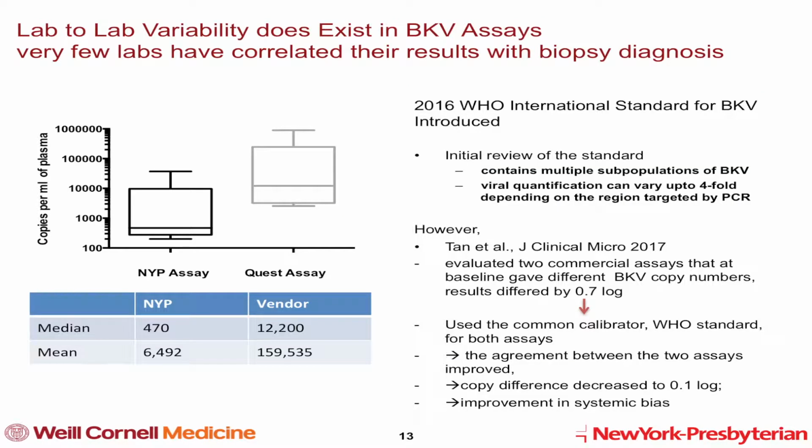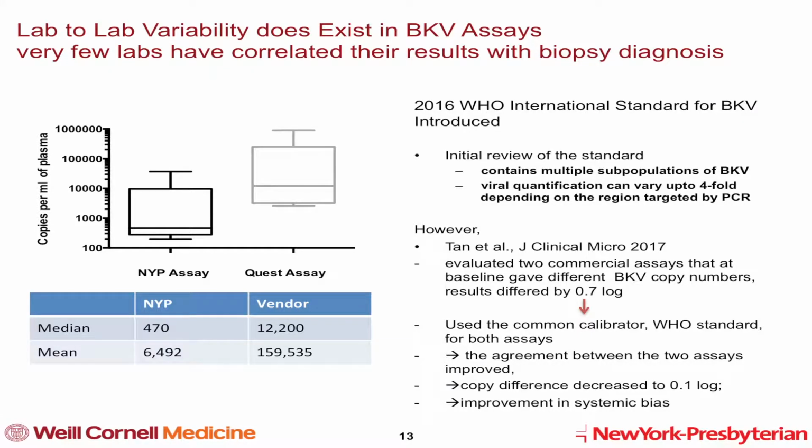I don't think this data is out there. So the median value using the NYP assay is 470 copies. The mean was 6,000 in contrast to 12,000 in the Quest assay, and 159,000 is the mean in the Quest assay. So there is an effort to standardize this assay. The WHO, similar to the CMV assay, has gotten together to develop an international standard that can be used to quantify the BKV assay.